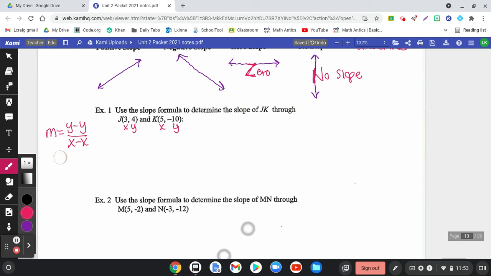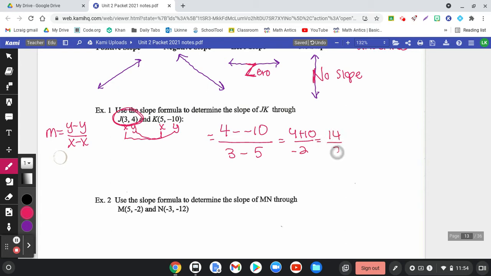So let's start with our y's. Again, you can say 3 minus 5 or 5 minus 3. It doesn't matter. And same with your y's, 4 minus negative 10 or negative 10 minus 4. But again, we're starting with our y's on top. So the change in y, I'm going to do 4 minus negative 10. And since I started with 4, I have to start with 3 minus 5. So when we simplify, that's the same as 4 plus 10 over negative 2. 14 divided by negative 2 is a slope of negative 7.